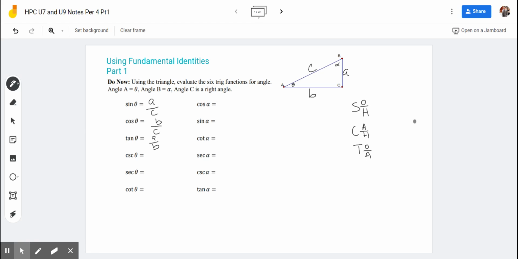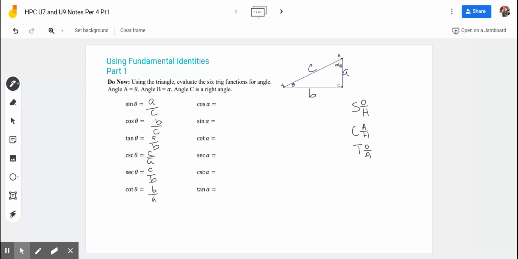Cosecant of theta, so cosecant is the reciprocal of sine, so instead of opposite over hypotenuse, it's going to be the hypotenuse over the opposite, so it'll be c over a. Secant is a reciprocal of cosine, so it'll be c over b. And then cotan of theta is going to be adjacent over opposite, so it'll be b over a.